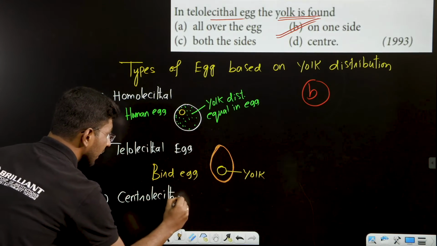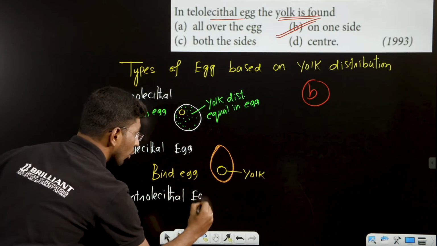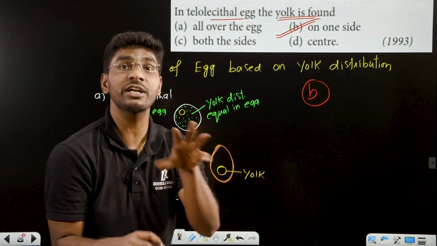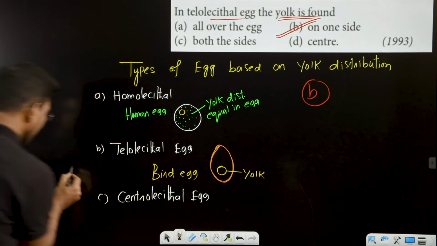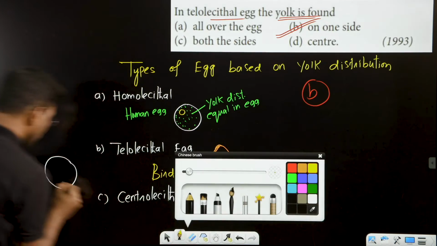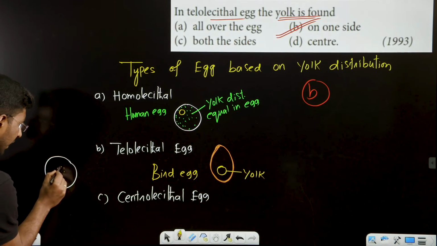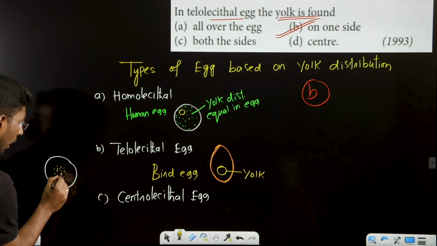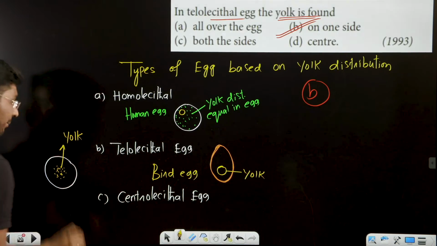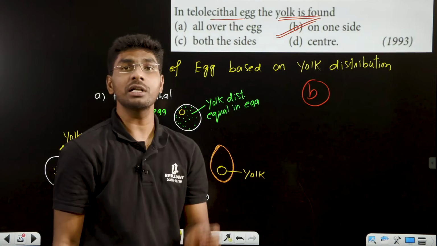Centrolecithal. That means the name tells us the yolk is majorly accumulated and located in the center of the egg. So if I take this egg, where does the yolk deposition take place? The major amount of yolk is accumulated in the middle. So this is yolk. Such type of eggs are called centrolecithal eggs.